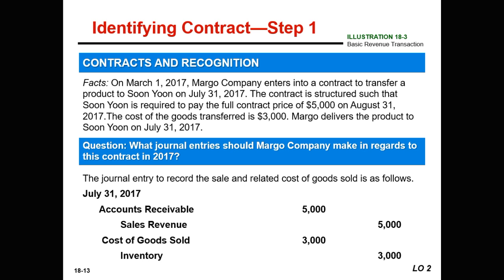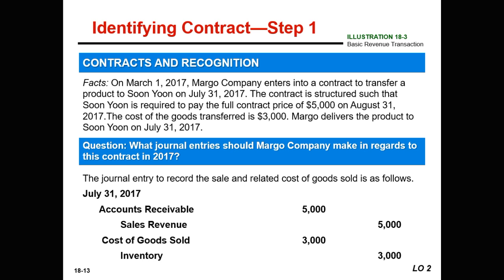And Soon Yoon will receive a good that has $5,000 worth of value to them. There is commercial substance to it. Both parties entered into this contract, so there is approval. And the basic rights of the parties are defined.